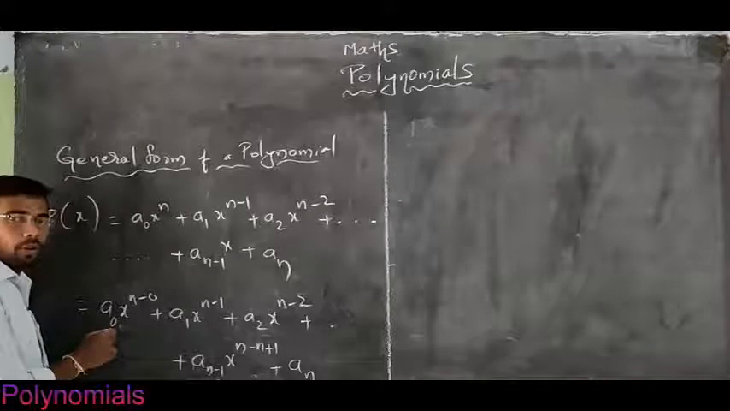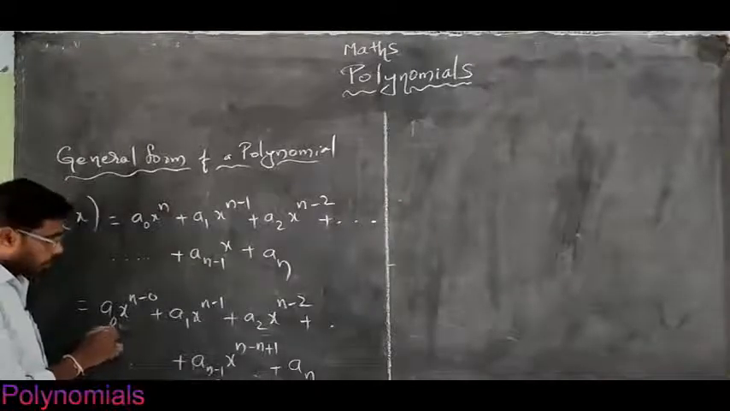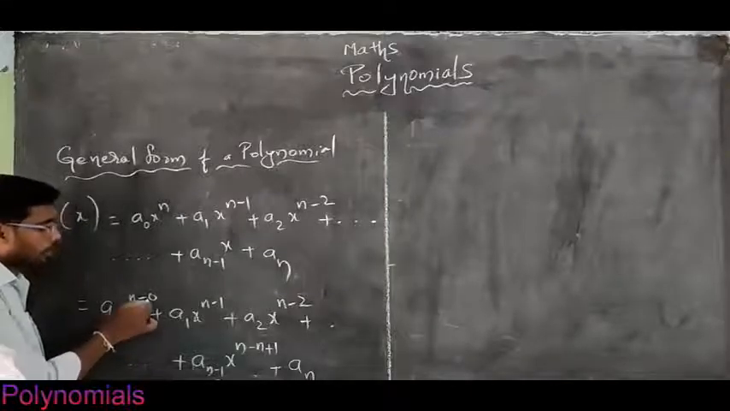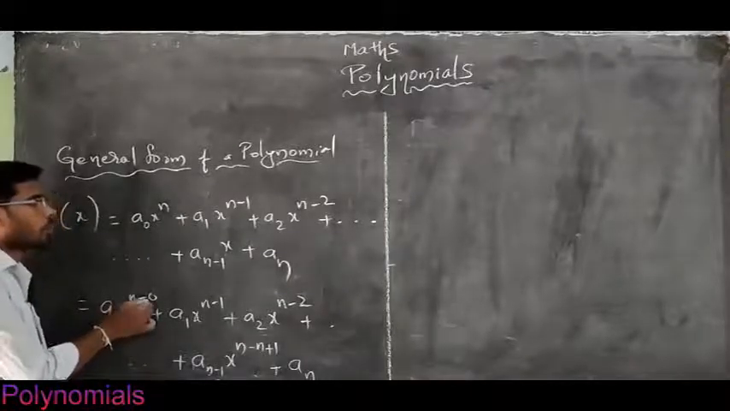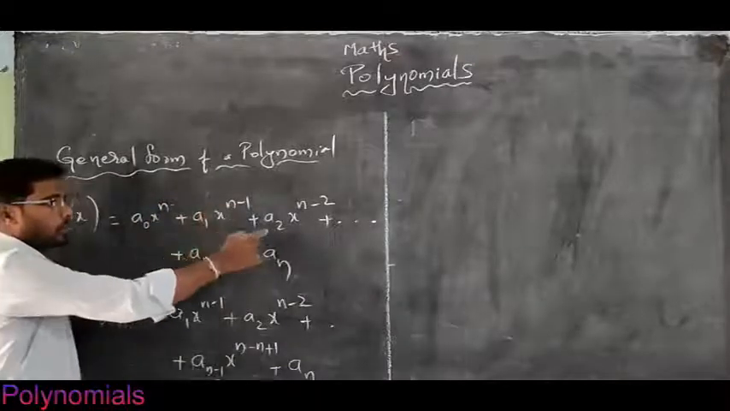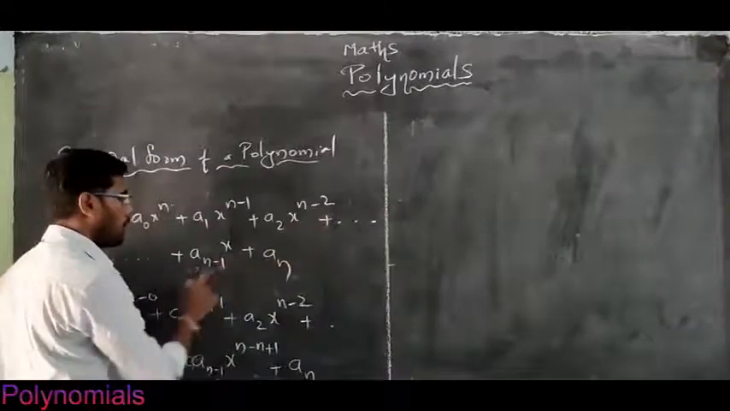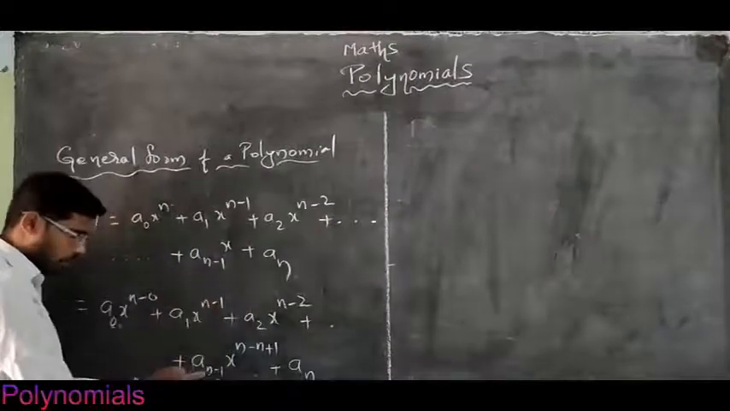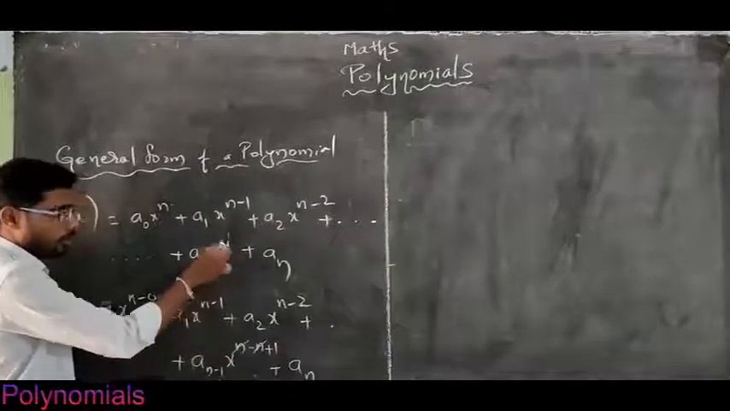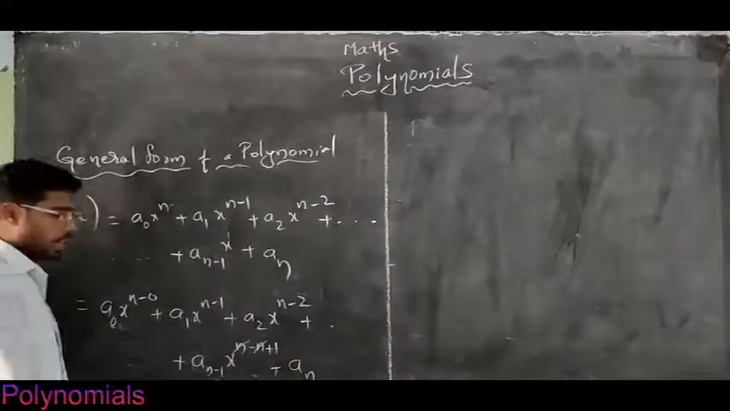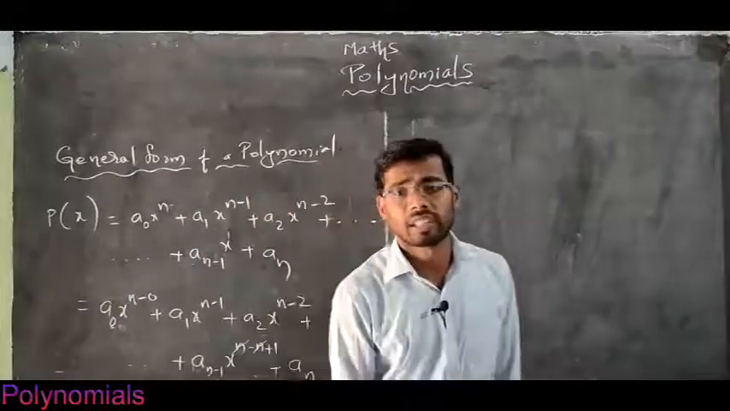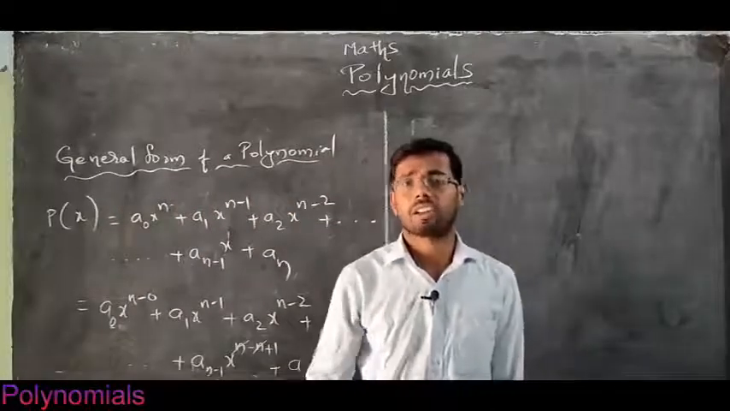This is the general form of a polynomial. How will you remember? Write a naught x to the power of n minus 0, then a1 x to the power of n minus 1, a2 x to the power of n minus 2, and so on up to a(n minus 1) x. Here, n minus n cancels, so it remains plus an. Here an is a constant. In a polynomial, the last term is always a constant.